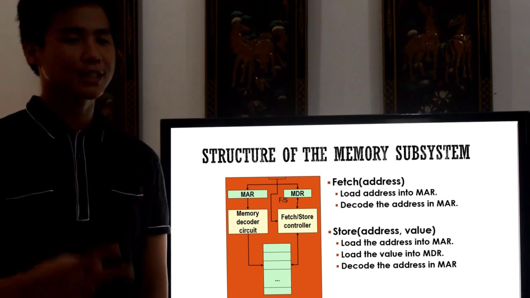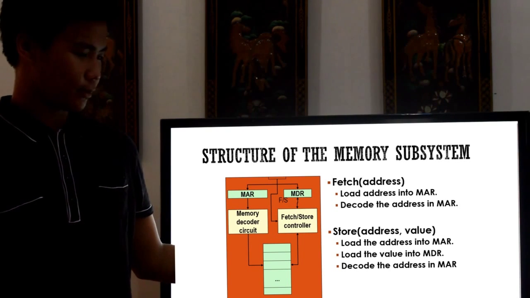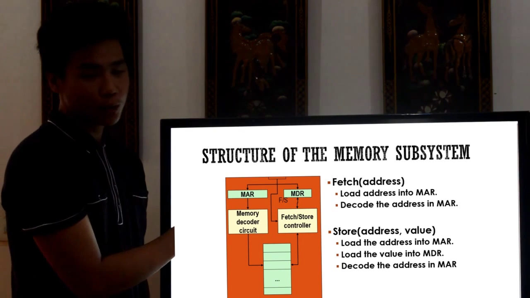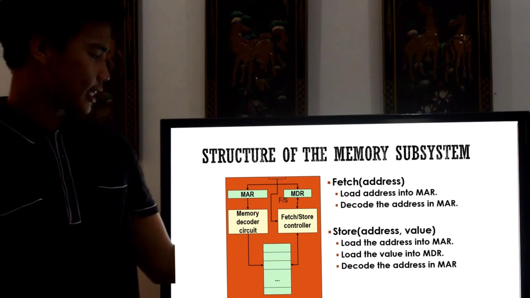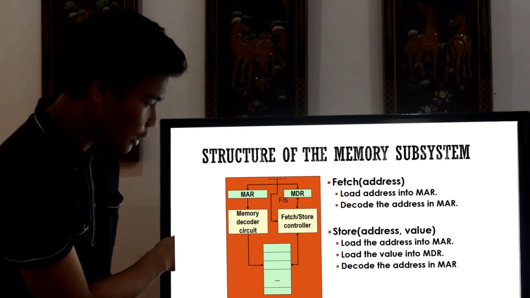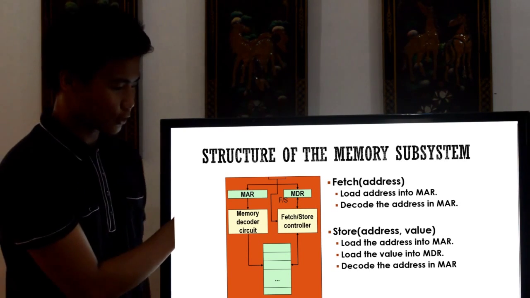It has 2 operations, the fetch and the store. When it fetches, it loads the address into the MAR and decodes it, while when it stores, it loads the address into the MAR and loads the value into the MDR, then decodes it back to the MAR.